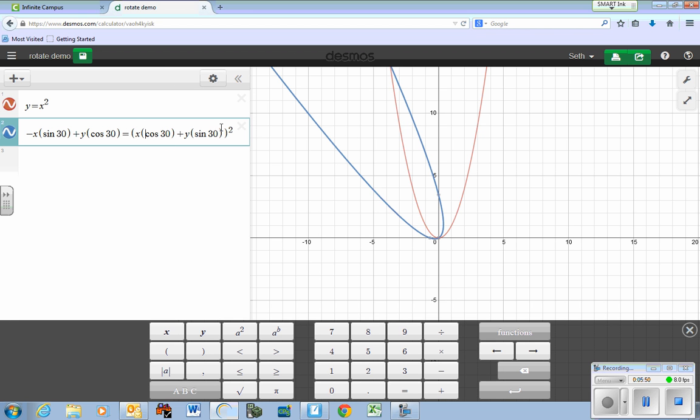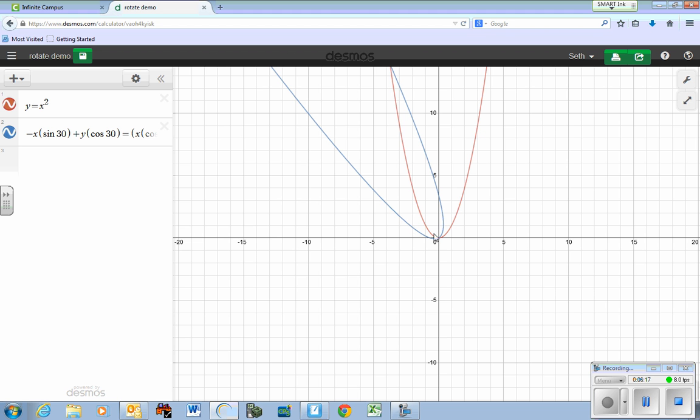Then I replaced my y, and notice over here my entire x was in parentheses, so I'd have the entire set of parentheses squared. In place of this x right here, I put x cosine 30 plus y sine 30. There's a lot of stuff in here, but it's a simple substitution. Take out y and put in all of this in its place. Take out x and put in all of this in its place. And what happens is we get this same graph, but it's been rotated 30 degrees. This blue graph is a 30-degree rotation of my original red parabola.